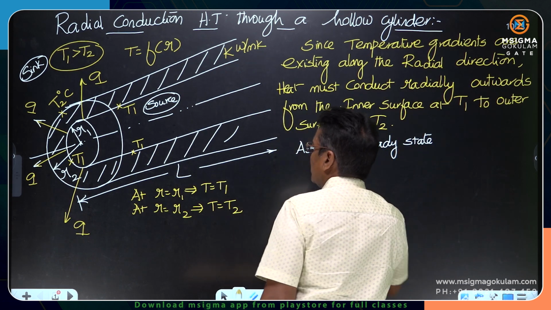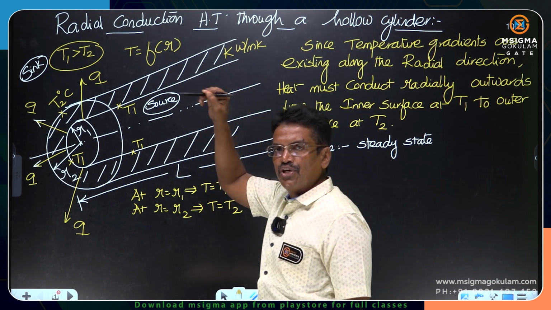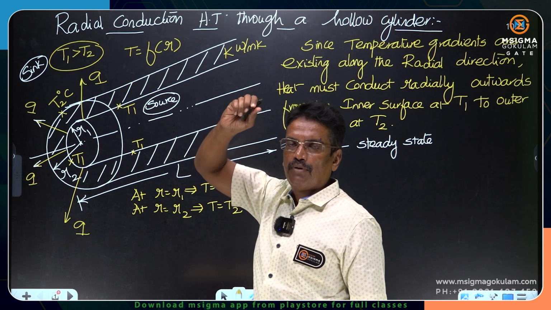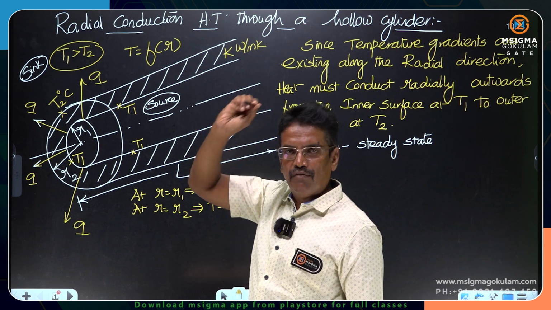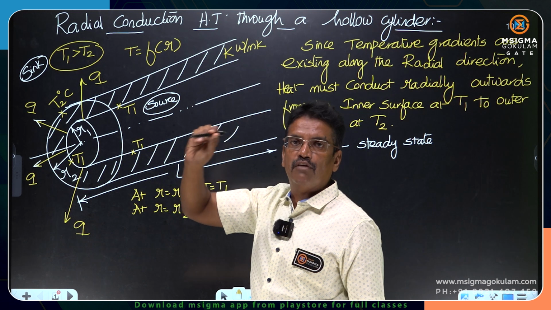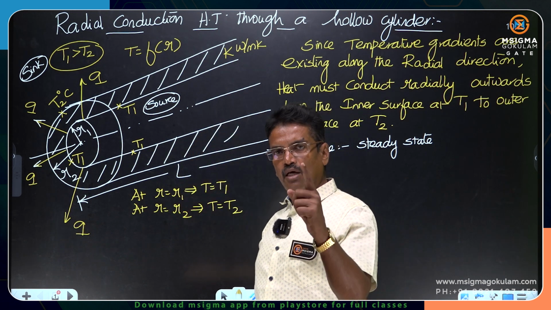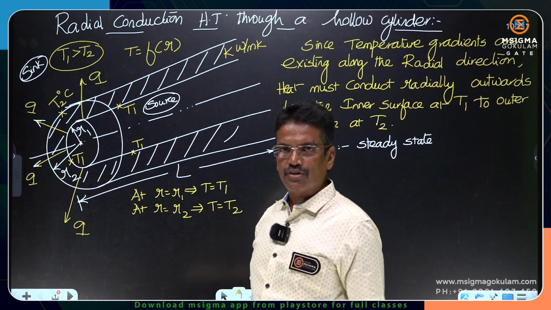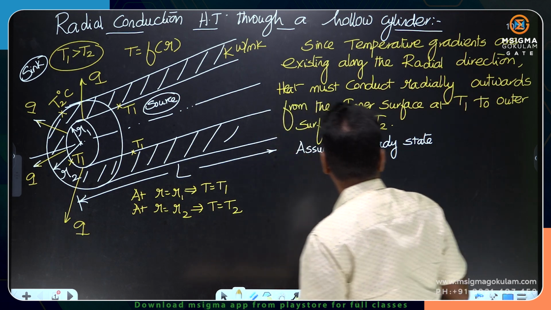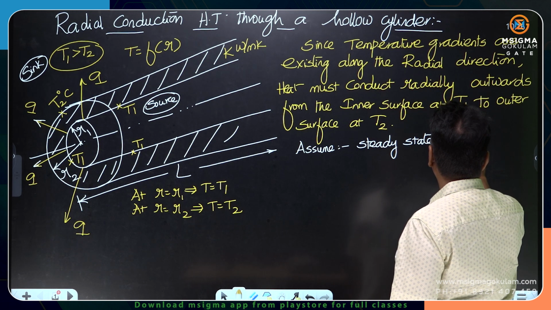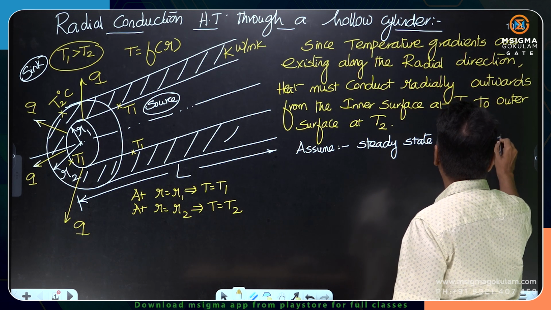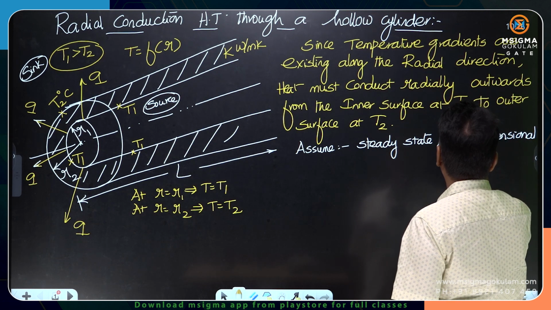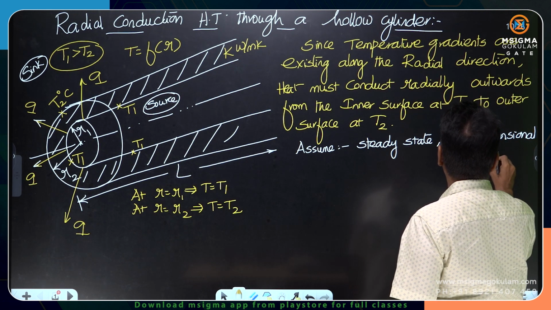Steady state means temperature at a particular location inside the body must not change with respect to time. Steady state means temperature at any given spot or location should not vary with respect to time. The best example I told you already: our human body is at a steady state temperature of 37 degrees Celsius. Assume steady state, one dimensional, that is radial conduction heat transfer.